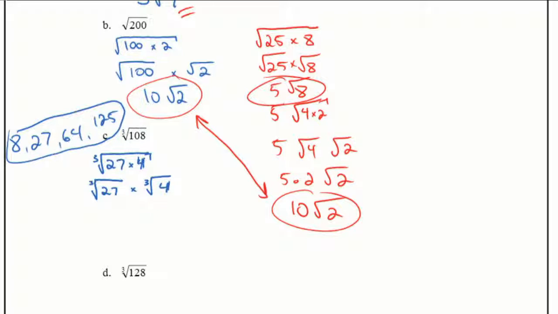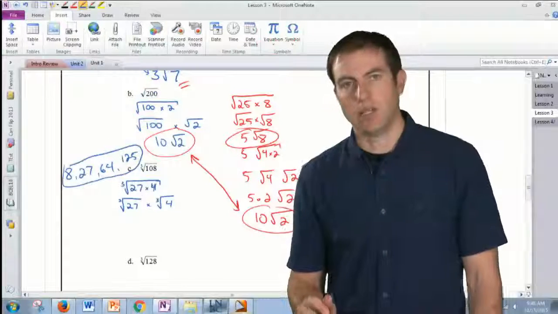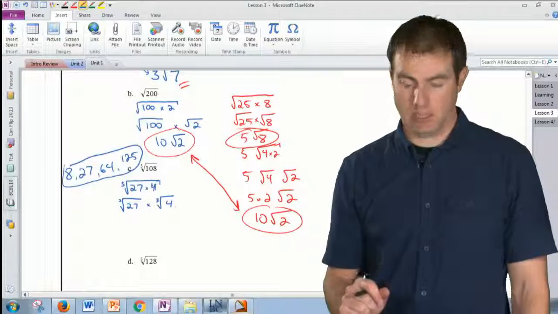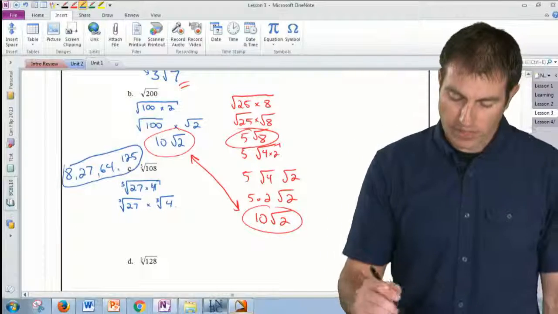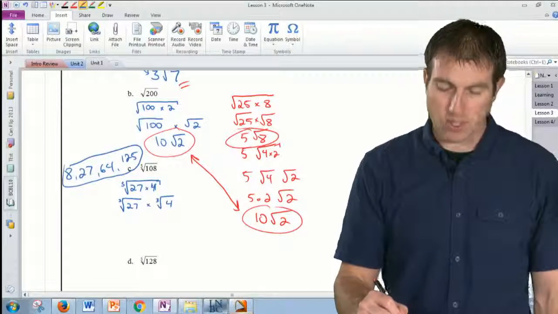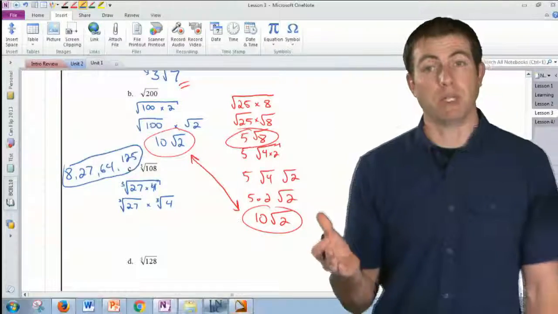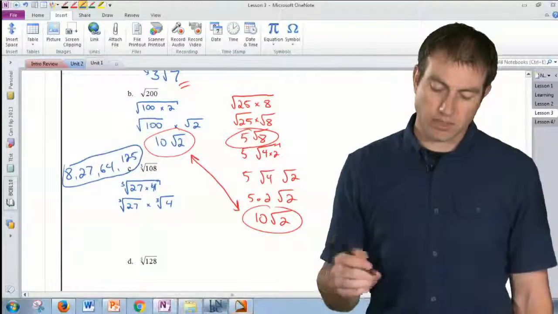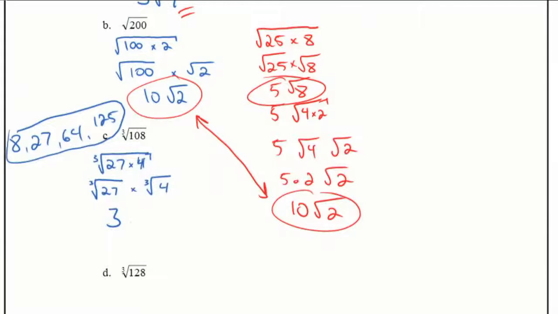And here's another spot where students will make some common mistakes. I bet you could probably guess what the common mistake is that students make. So I know the cube root of 27, because when I think about what number multiplied by itself 3 times gives me 27, I know that's 3. The common mistake students will make is with the cube root of 4.